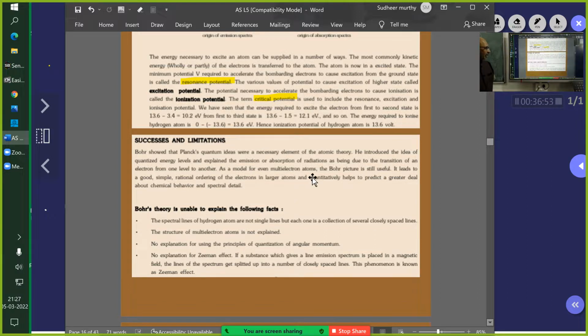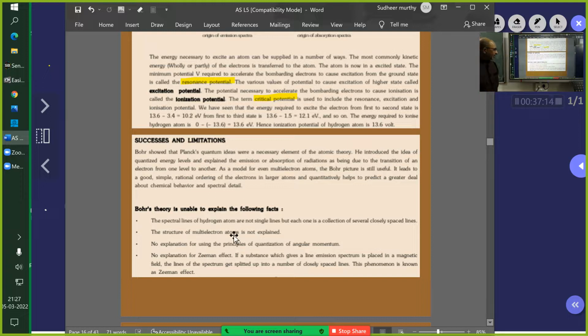As a model for even multi-electron systems, the Bohr picture is still useful. It leads to a good rational ordering of the electrons in larger atoms, and quantitatively helps us to predict a great deal about chemical behavior and spectral data. So this is something nicely said about Bohr.